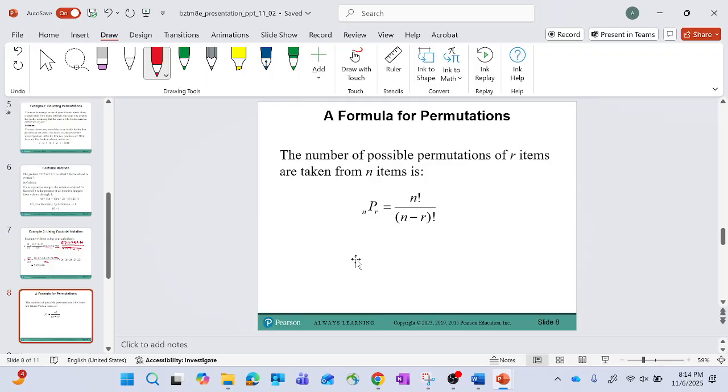So here's a formula for permutations. You have n permutation r. It's n permutation over n minus r permutation. Or not permutation, sorry, factorial. N factorial over n minus r factorial. Make sense? Ready to keep going?